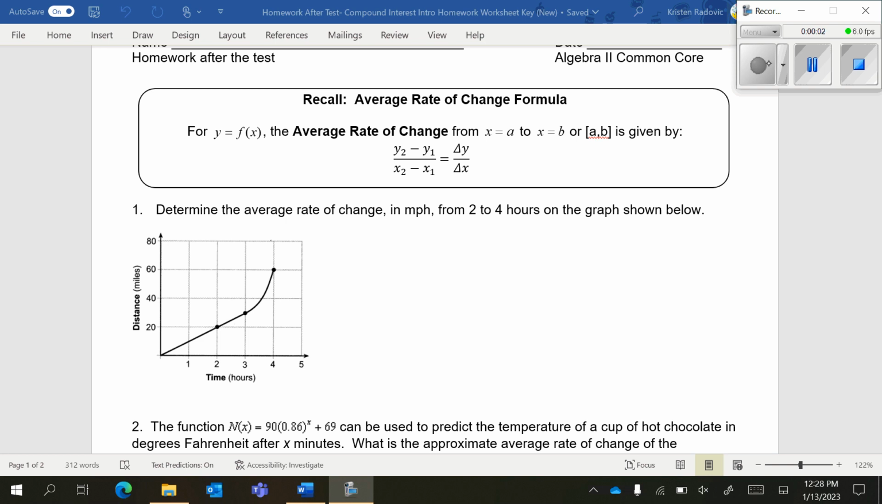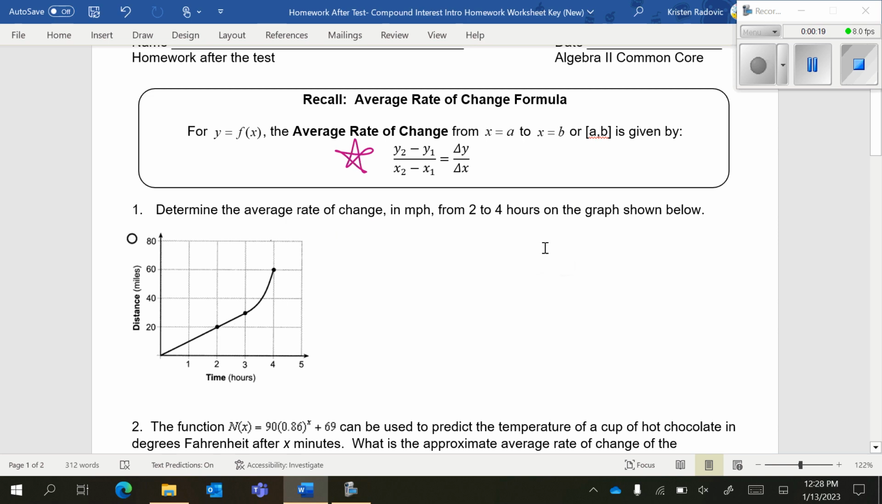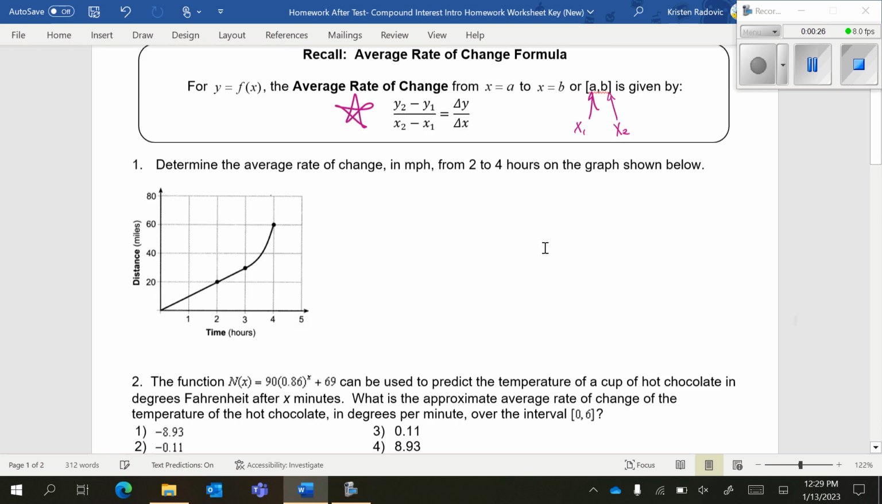Hi, this video is just going to quickly recap average rate of change and show you how to use it for exponential functions. So just remember, every time you see average rate of change, you are going to be doing y2 minus y1 over x2 minus x1. And when they give you an interval, they're giving you x1 and x2. So usually in average rate of change problems, they give you the x values and the goal is to find the y values. That way you could do y2 minus y1, x2 minus x1.